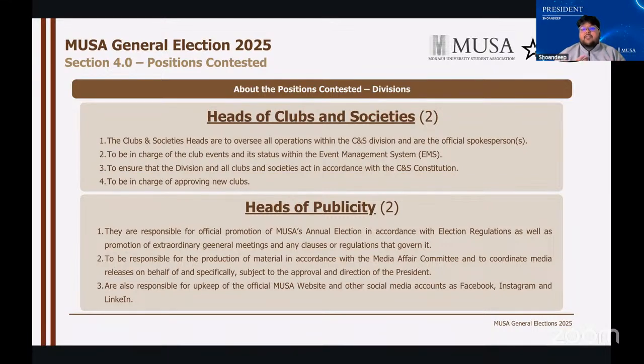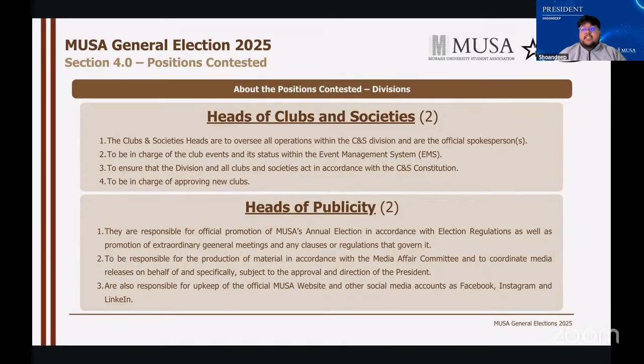Then the next thing is also to be responsible for the production of material. So they are in charge of making sure that the documentations, the posts that go out, the stock, everything that goes public is in order, to make sure there's no issues or problems being promoted, or no injustice being done within the student community.